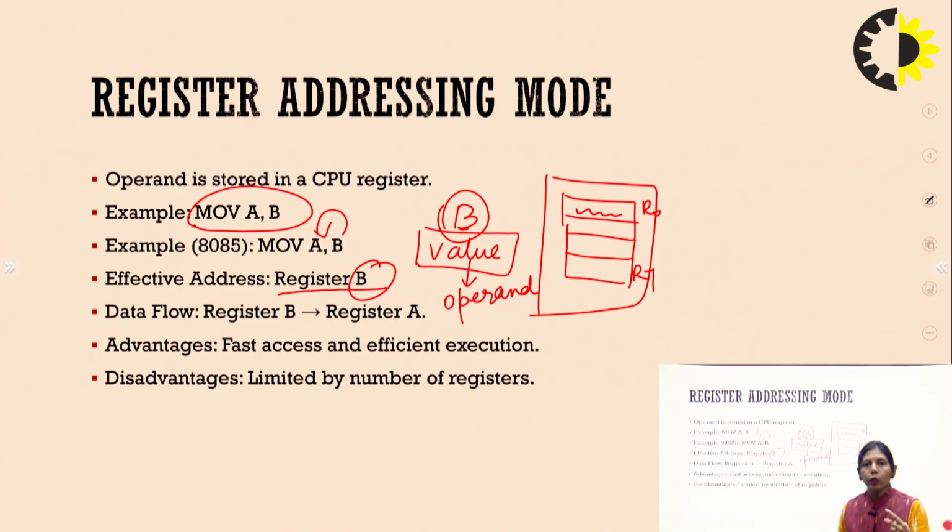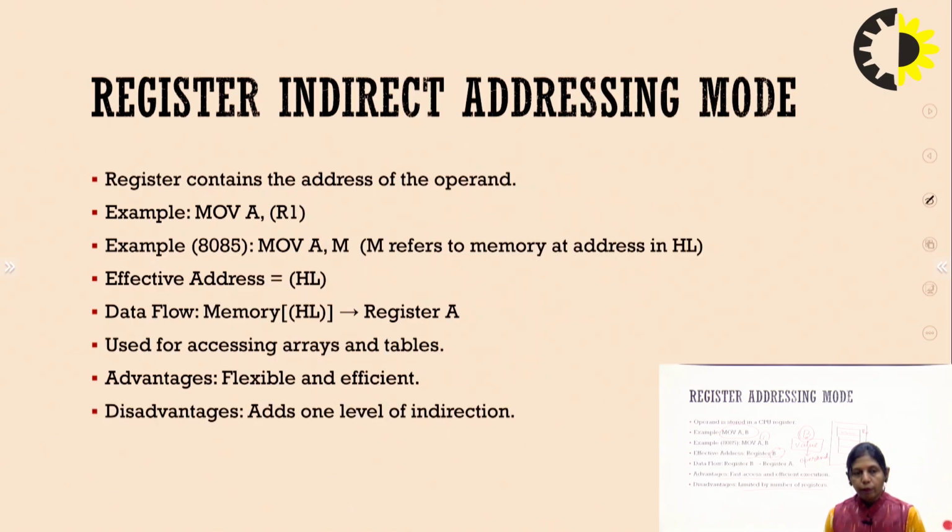We need to calculate two things. We need to calculate the effective address, and then we need to fetch the operand. So, here our effective address will be register B, and the value it has inside is the operand value. It is again very fast and efficient because it's already there in our processor, but it's totally dependent upon how many registers are there. We are restricted by the number of registers the CPU has inside. So, its disadvantage is that it is limited by the number of registers.